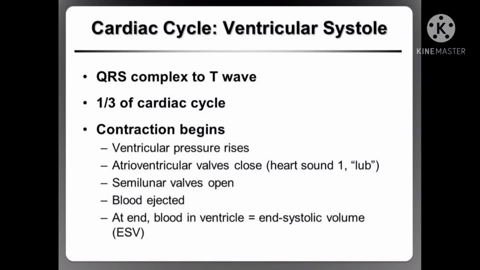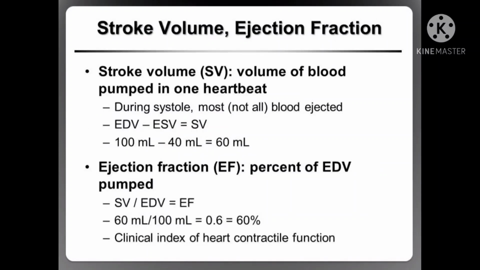Contraction begins, ventricular pressure rises, atrioventricular valves close, semilunar valves open, blood is ejected. At the end, blood remains in the ventricle, end-diastolic volume minus end-systolic volume. Stroke volume, ejection fraction.